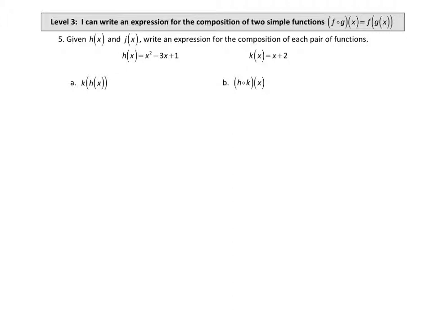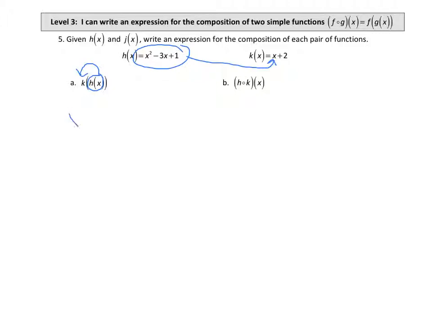So looking at this first example, k of h of x, what we're going to do is take our inner function, the actual expression, and plug it into our outer function for all the variables. So I'm plugging h of x into k of x. So I take the whole expression for h of x and I replace the variable in k of x with that expression. So I'm replacing the x in k of x with x squared minus 3x plus 1.